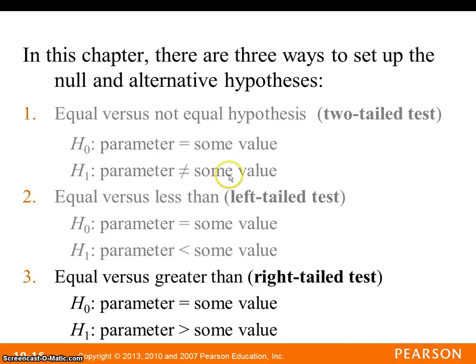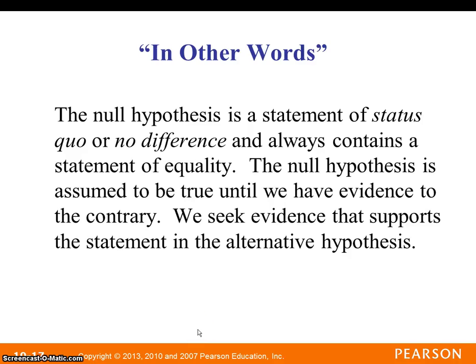So there are three basic things that can happen. Either the thing that you're looking for has changed, it's not equal to the value it was before, it's less than the value it was before, or it's greater than the value it was before. In other words, the null hypothesis is a statement of no change, or status quo, or no difference, and always contains a statement of equality. The null hypothesis is assumed to be true until we have evidence to the contrary, so we seek evidence that supports the statement in the alternative hypothesis.